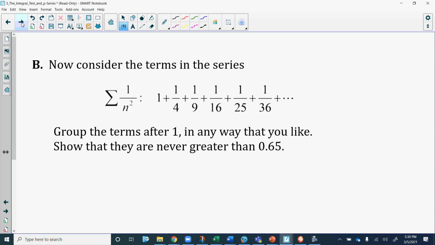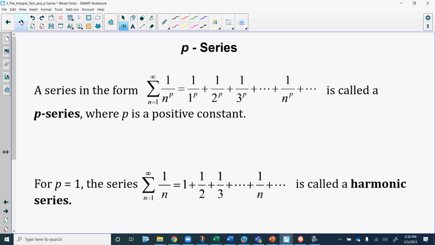Now this is actually getting into what is known as the p-series. Oh wait, sorry, I adjusted this and forgot to delete this page. Here we go. This is where we're getting into the p-series, a series in the form of 1 over n to the power of p. And of course, n can be any number. That's called the p-series, where p is going to be a positive constant.